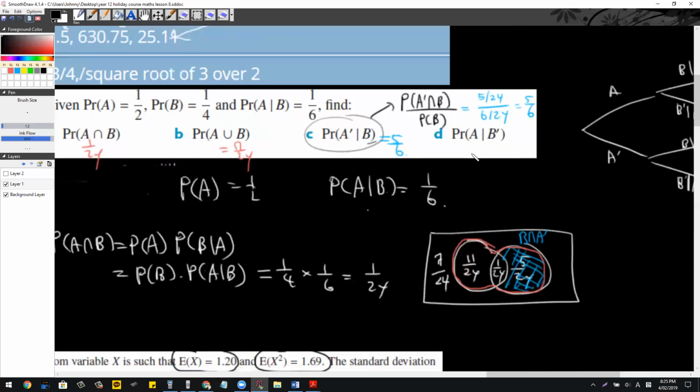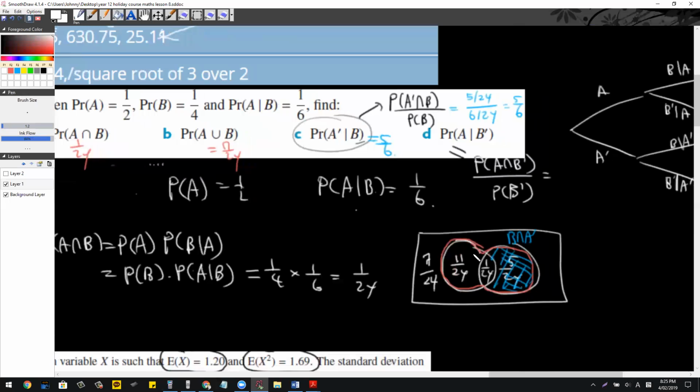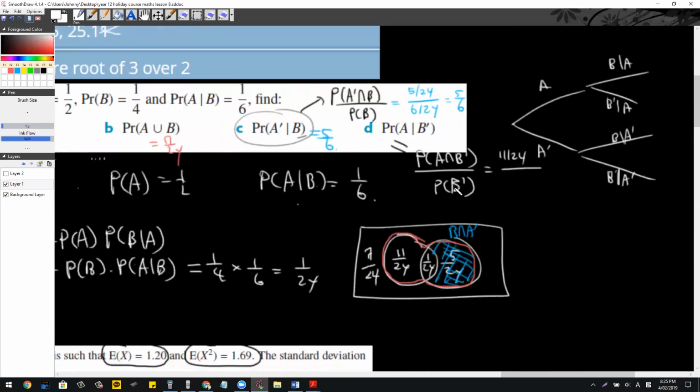We can try this one. That's equal to probability of A and not B over probability of not B. So A and not B is 11 on 24, over probability of not B. Not B is outside of all of this. So that's this one, 18 on 24. So that's 11 on 18. So this is 11 on 18.